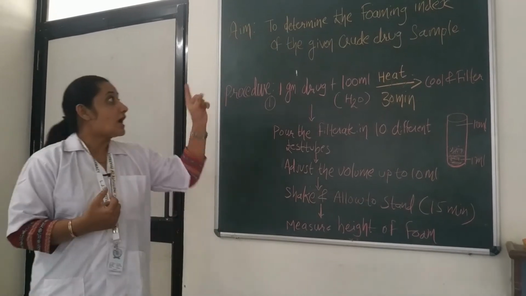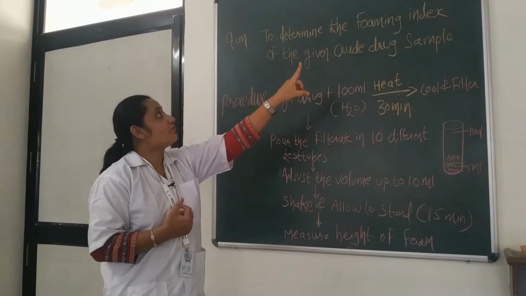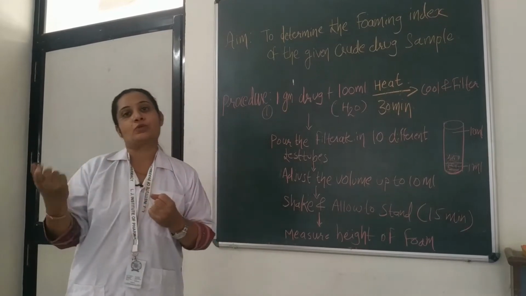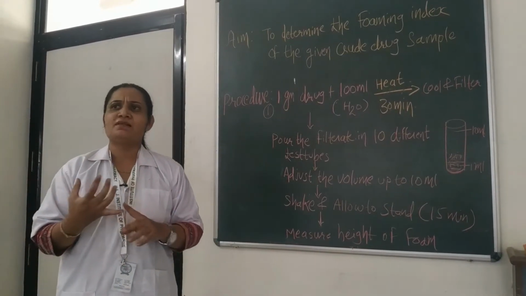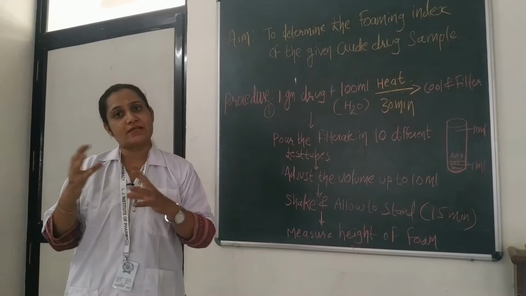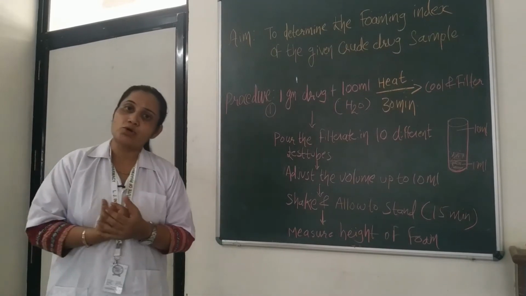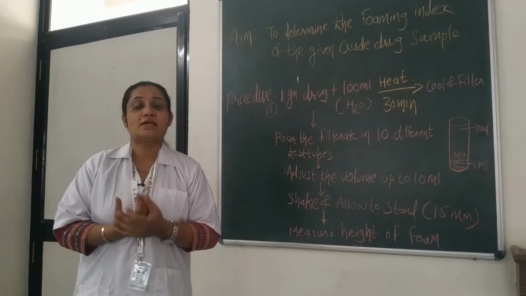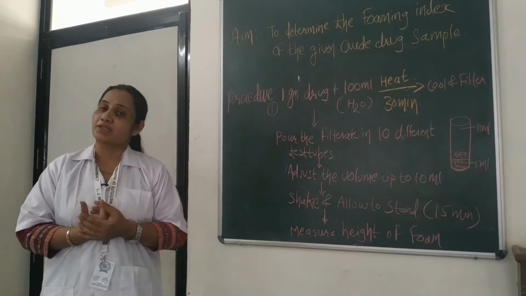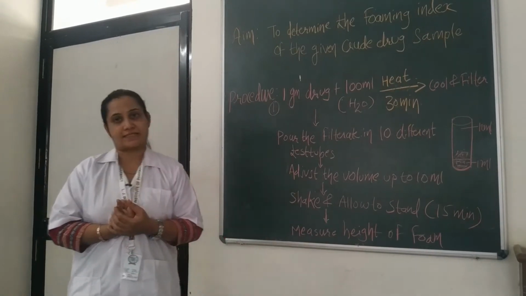So here I am going to determine the foaming index of a given crude sample. The crude sample we are using in this practical is licorice or shatavari. Licorice's biological source is Glycyrrhiza glabra, and shatavari is Asparagus racemosus.